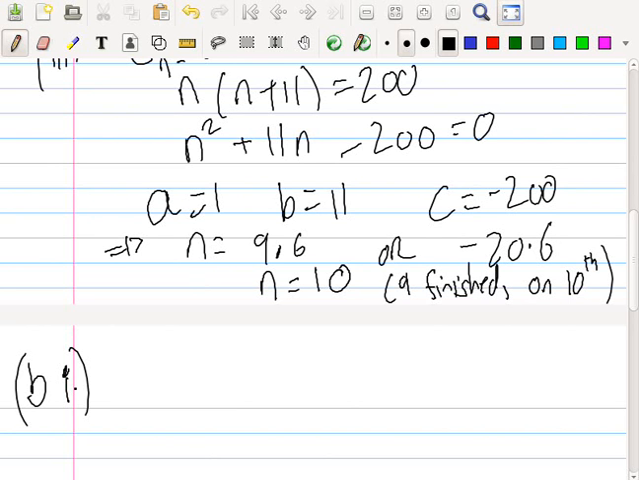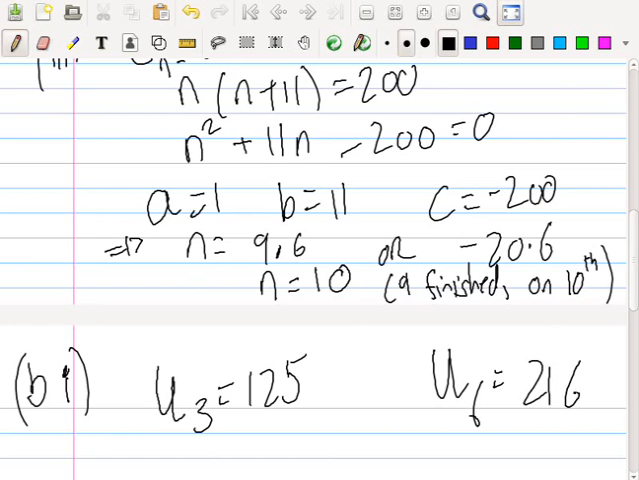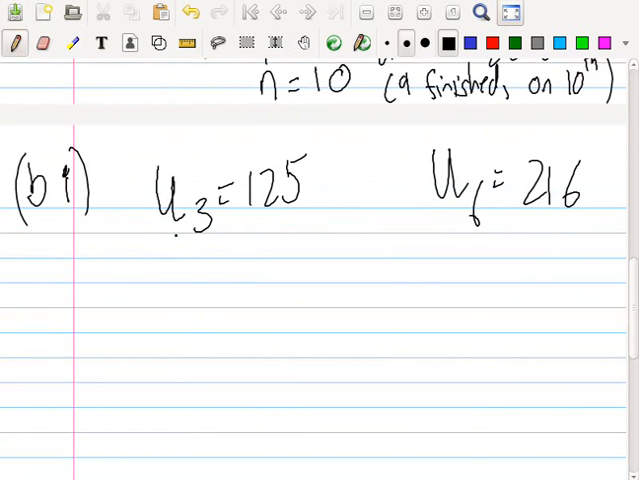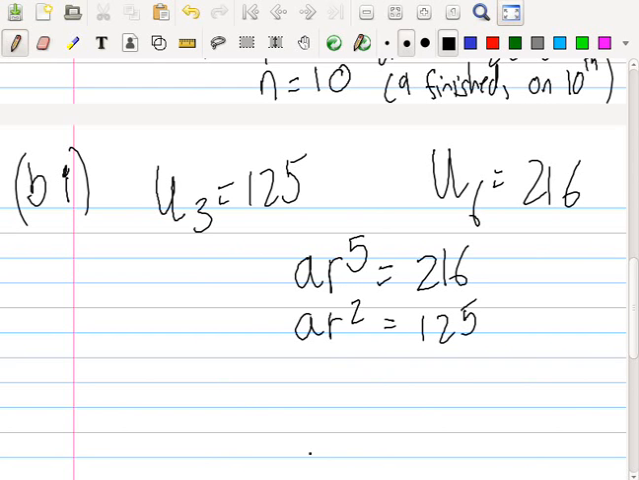Okay? Right, B1. The third term of a geometric sequence is 125. And the sixth term is 216. Find the a and the r. Alright, so for GP, what's the formula here? This one? a r to the n minus 1, so here a r to the 5 equals 216. And then this one? Oops, r squared, not 3. Equals 125.